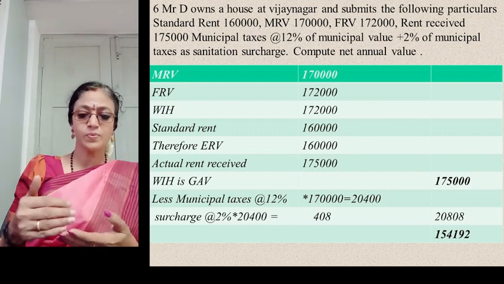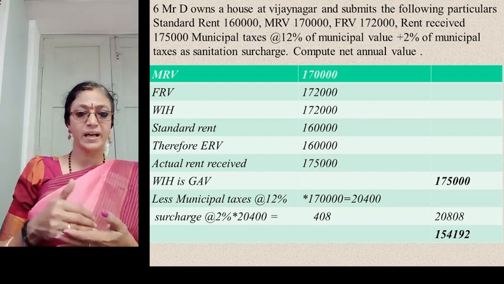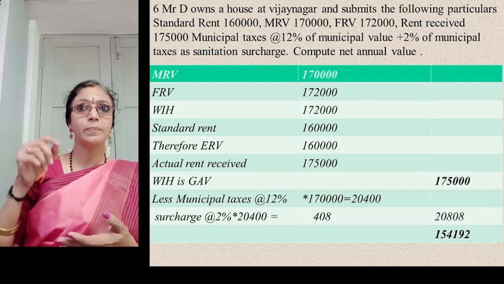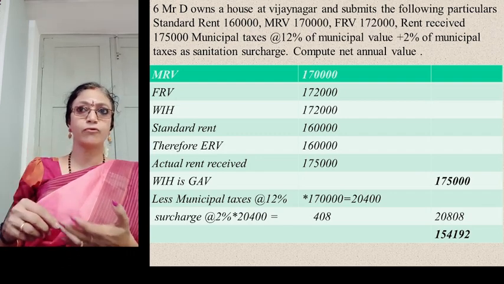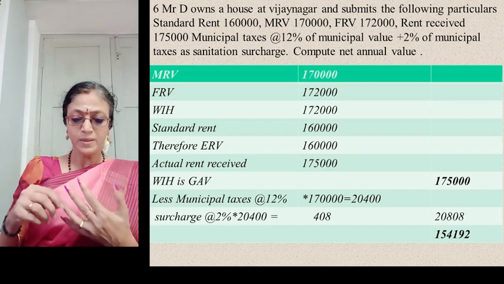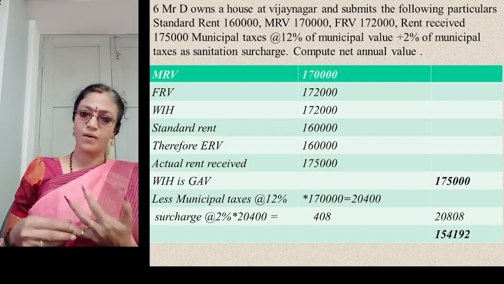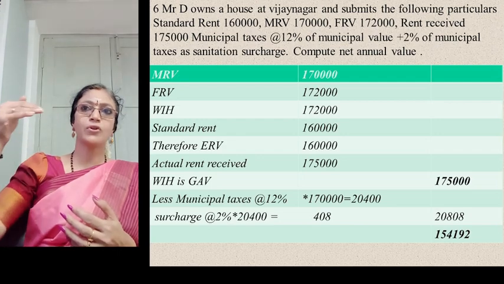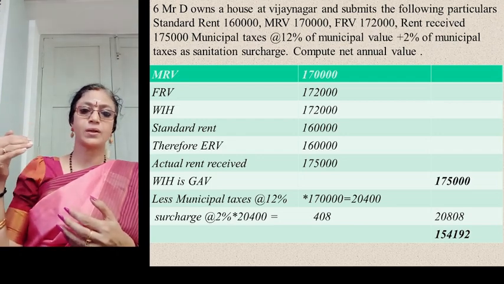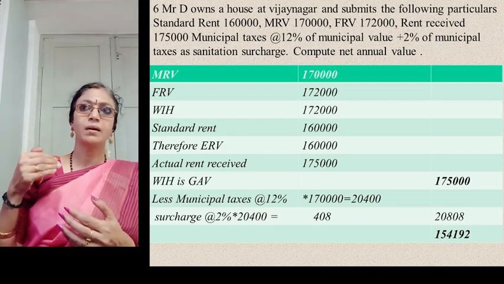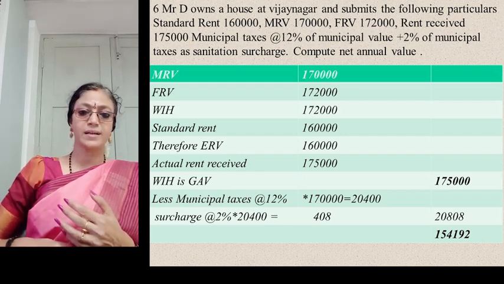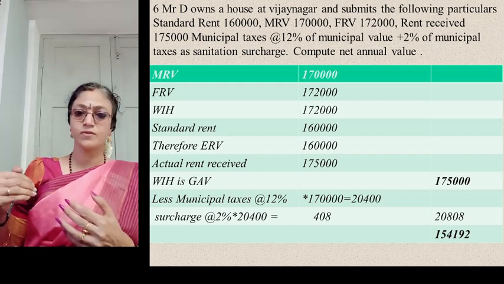So what is the municipal valuation? Municipal valuation is 1,70,000. It says 12% of municipal taxes. We will look into 12% of 1,70,000. That would work out to around 20,400. So from the gross annual value of 1,75,000, we will be able to claim municipal taxes paid by the owner as a deduction to the extent of 20,400.